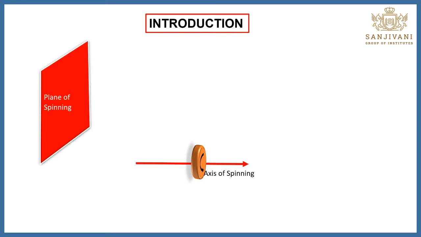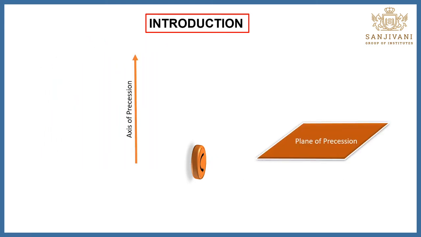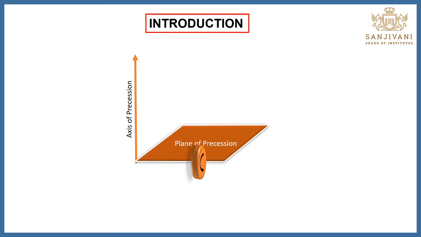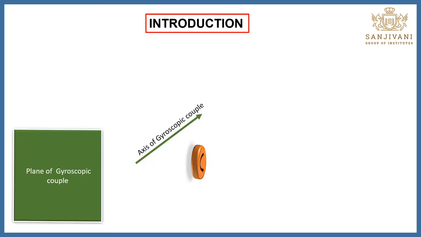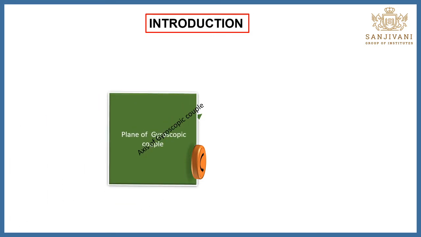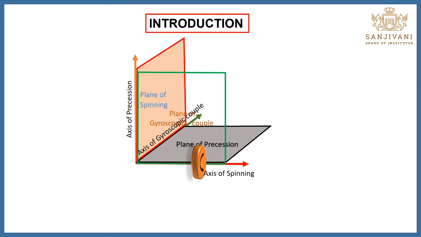The plane which is perpendicular to the axis of spinning is called the plane of spinning. The plane perpendicular to the axis of precession is called the plane of precession, and the plane perpendicular to the axis of gyroscopic couple is called the plane of gyroscopic couple. In this way, we will find the three planes and the three axes: axis of spinning, axis of precession, and axis of gyroscopic couple.